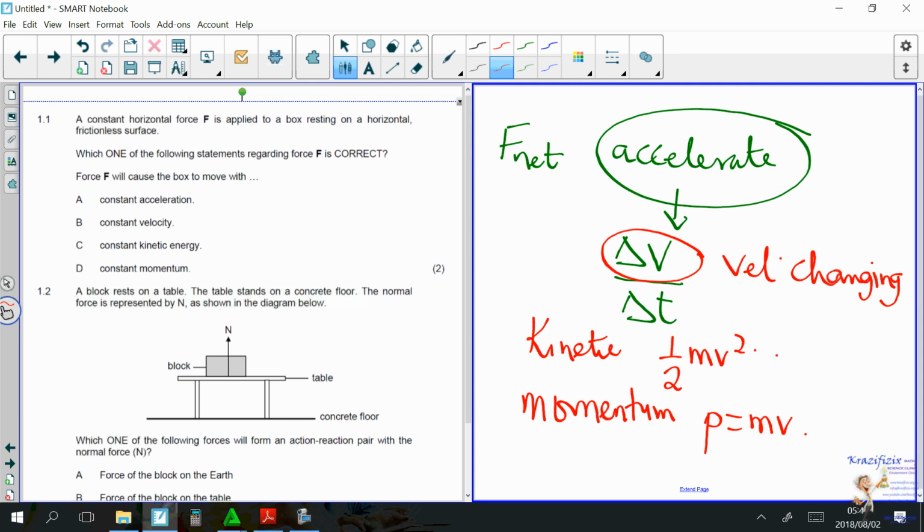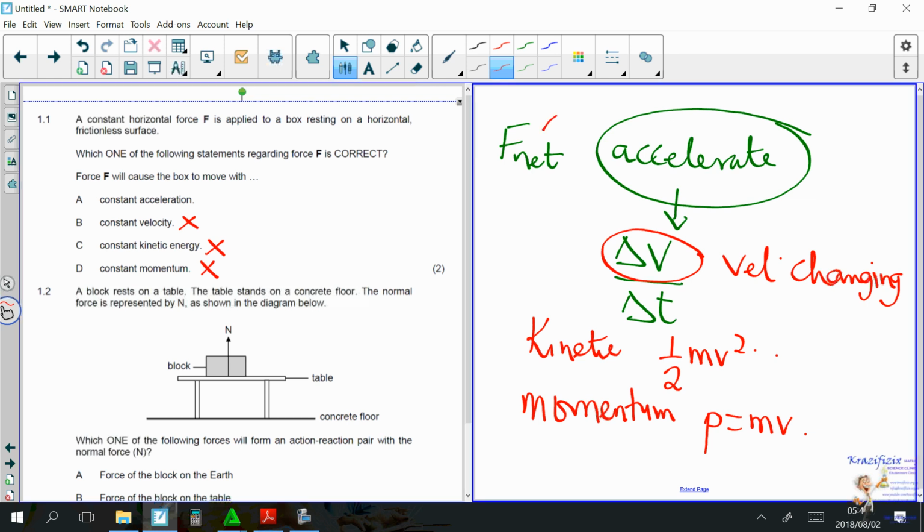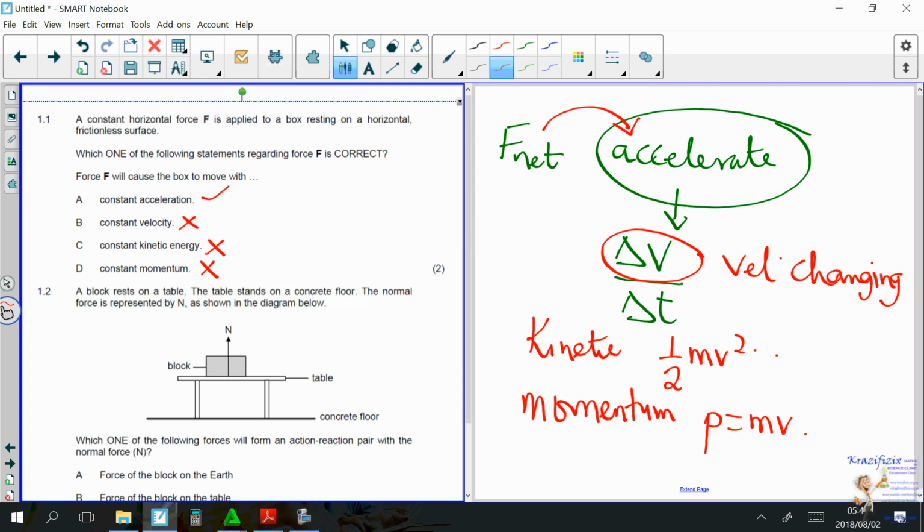Let's go to our options. Velocity cannot be constant because we're talking about acceleration. Kinetic energy will be changed as well. Momentum will change. Newton's second law, the net force will cause the object to accelerate. Constant acceleration, 1A. Done. Newton's laws. Now you need to learn how to remove options from your multiple choice. All right. Now let's go ahead to question number 1.2.